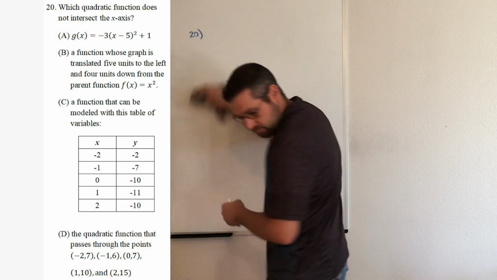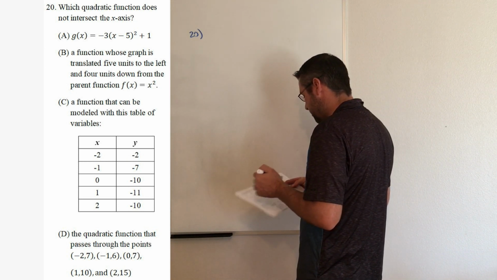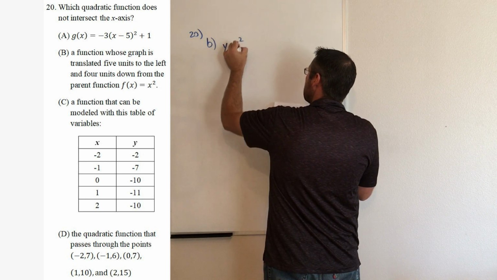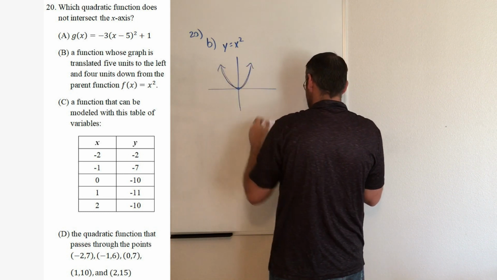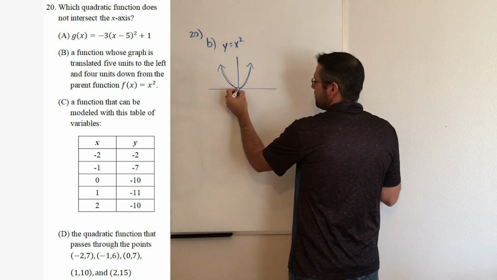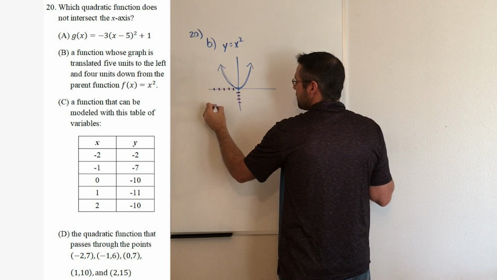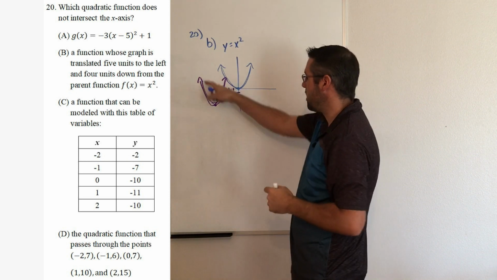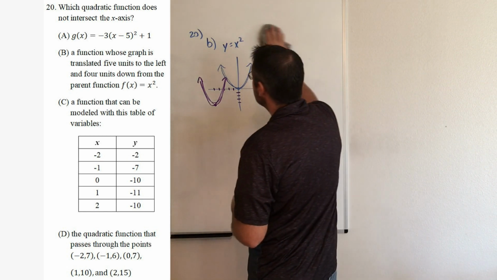Now let's go on to option B. Option B says a function whose graph is translated 5 units left and 4 units down from the parent function. So we start off with our parent function y equals x squared. Well, we know what x squared looks like. X squared has a vertex of 0, 0. And then this parabola, it says, is shifted 5 units left and 4 units down. So if I take this parabola, I'm just going to focus on the vertex. If I translate it 5 units left and 4 units down, the vertex becomes here. Now, if it's translated that way, it still opens the same way, just in a different place. And we can see that this parabola actually crosses through the x-axis as well. So B is not our answer because it does cross through the x-axis.